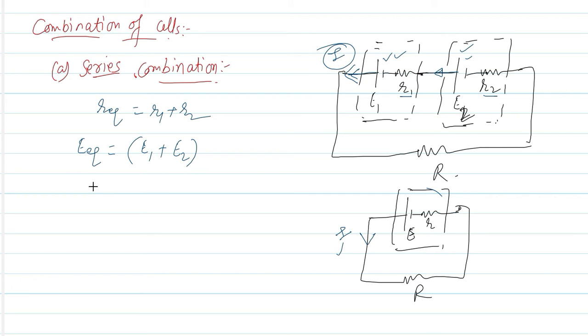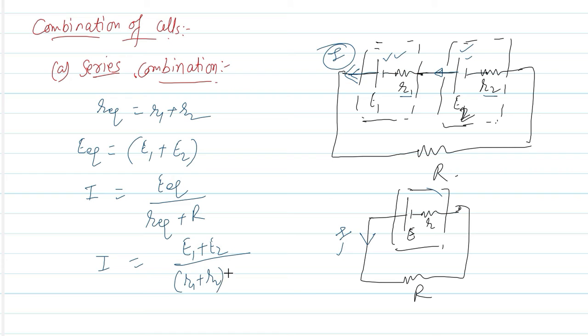Now how would I write the total current? I would write the total current as E equivalent divided by R equivalent plus capital R. So the value of the current I is E1 plus E2 divided by R1 plus R2 plus R.